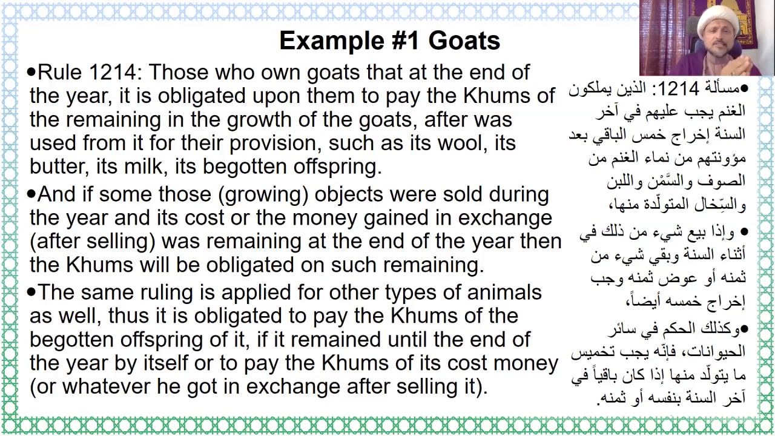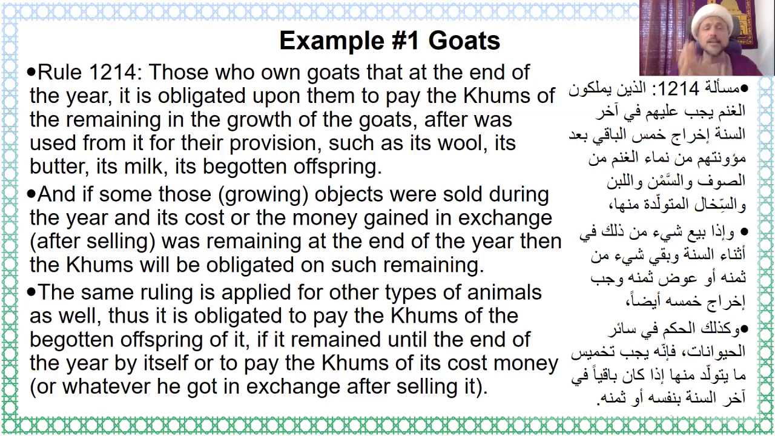If something was sold from these during the year, and some of its price remained, so you sold some goats, you got plenty of goats, more than your provision, so you sold the extra goats. What happens? The extra goats you sold, you got money. That money, you used it for your family.